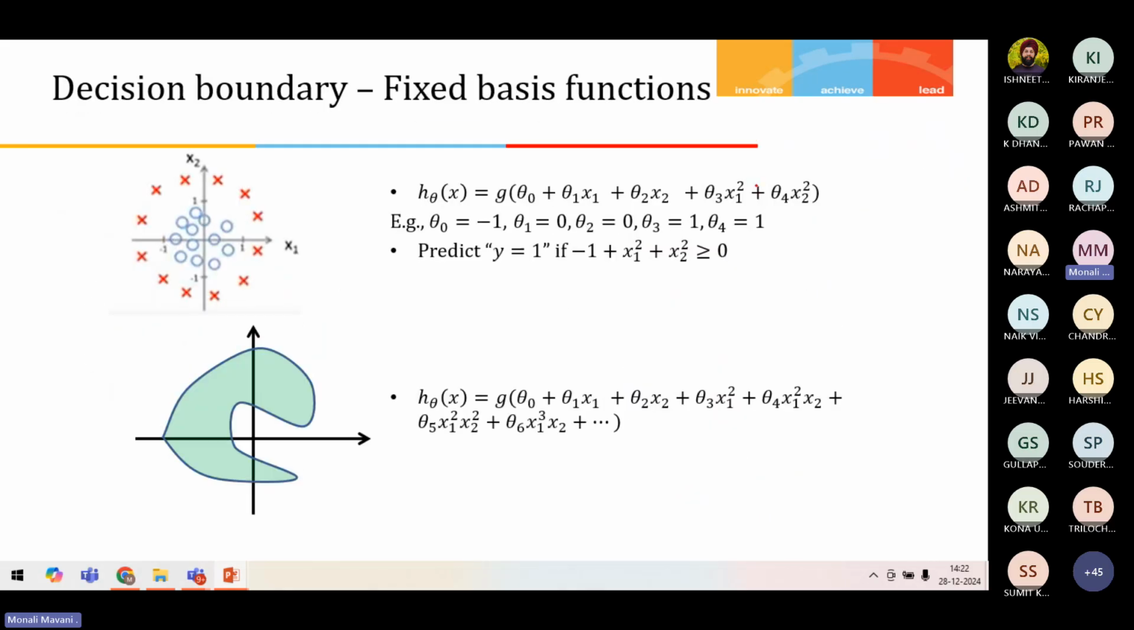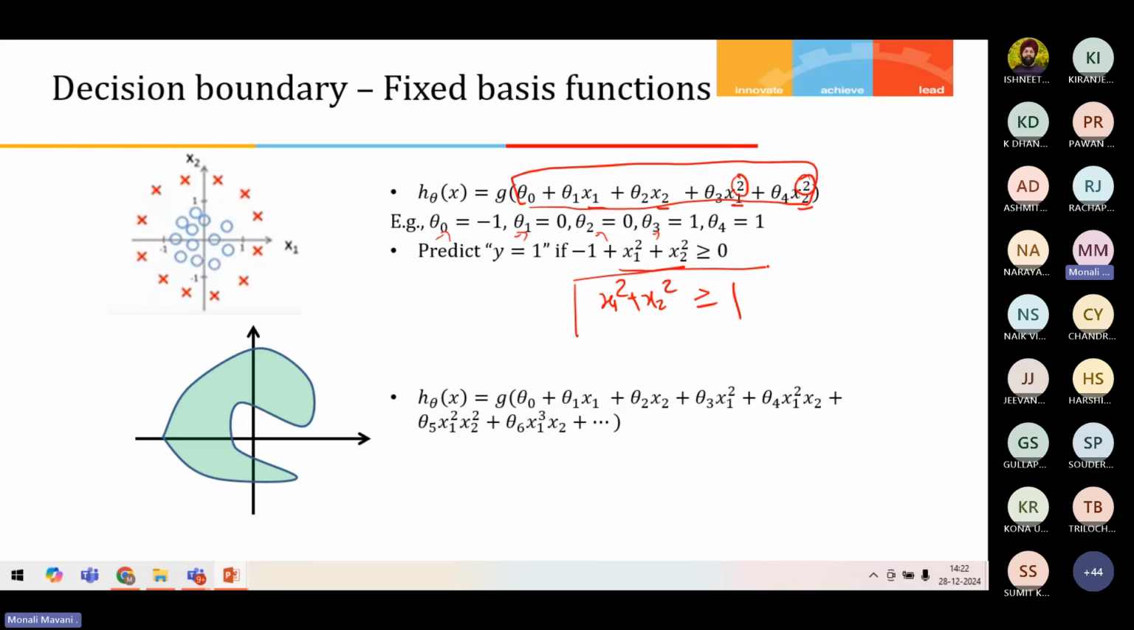Now say we have another function. We are defining features like this: x1, x2, and then we are taking x1 square, x2 square. We have two features and we are creating more features. Because we have taken a square, this function is now a non-linear function, a quadratic function. Then we substitute some random values for the weights, and by substituting I get this simple equation: x1 square plus x2 square greater than or equal to 1.